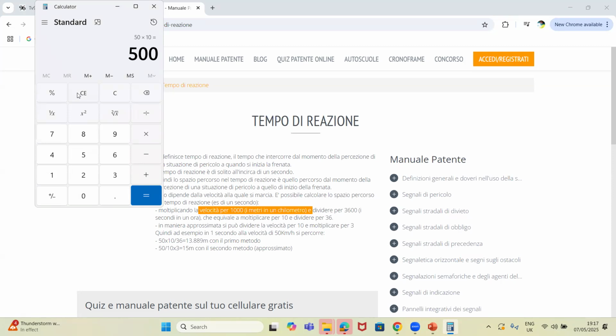500. Now divide that number by 36. What does it give you? Do it by yourself. 13.89. You see, it resembles the first one we did before. So, students, watch, we have seen two methods.